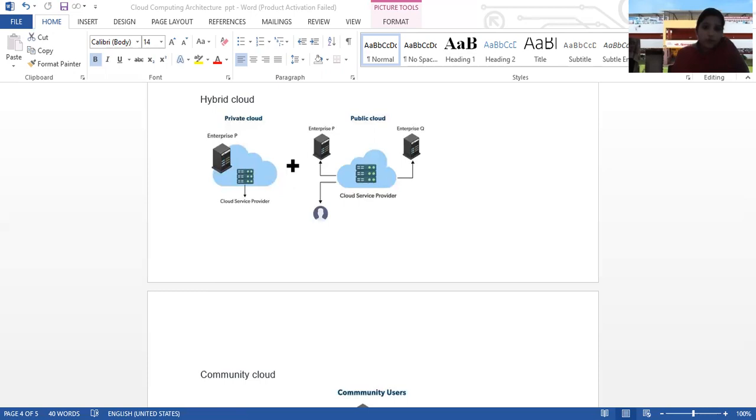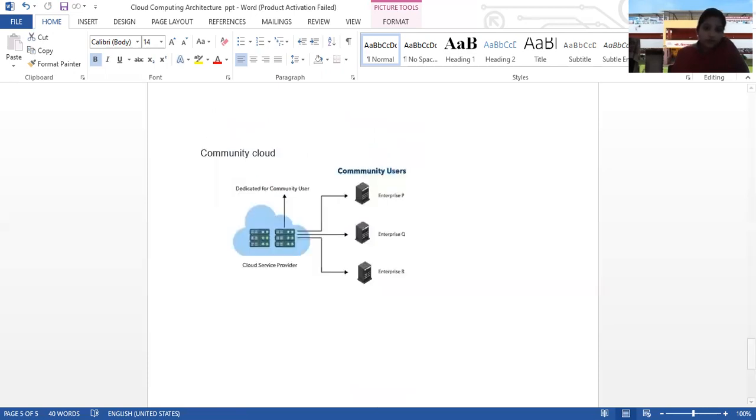Then, community cloud. Community clouds are distributed systems created by integrating the services of different clouds to address the specific needs of an industry, community, or business sector. In a community cloud, the infrastructure is shared between organizations that have shared concerns or tasks. The cloud may be managed by an organization or a third party.